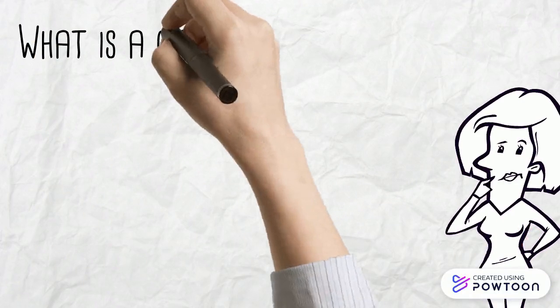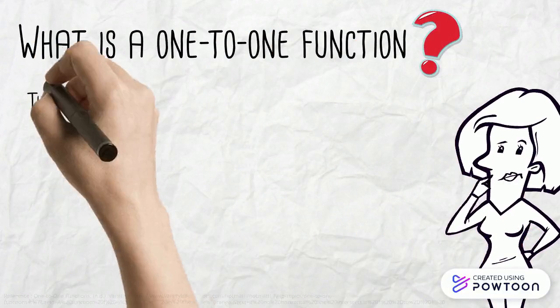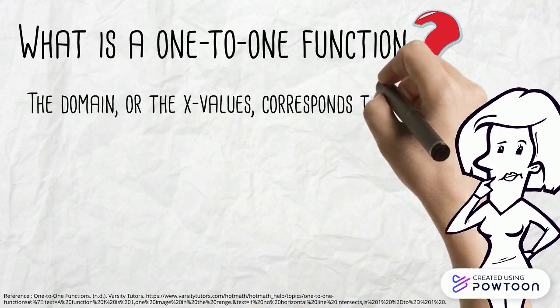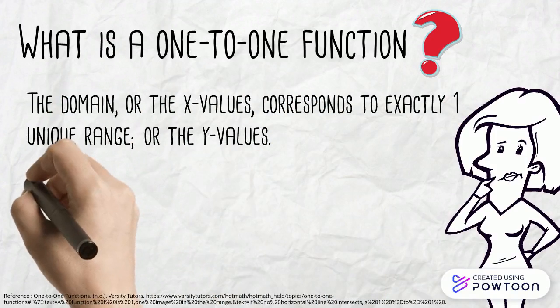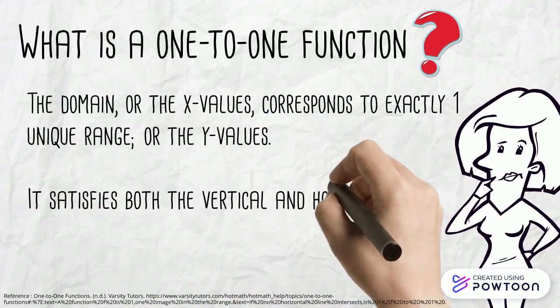To begin with, what is a one-to-one function? A function can be considered as a one-to-one if the domain corresponds to exactly one unique range. Also, it satisfies both the vertical and horizontal line tests.